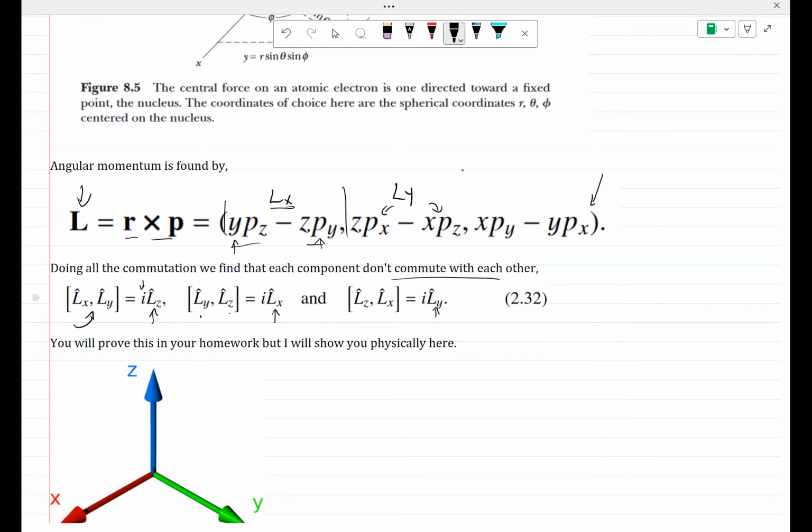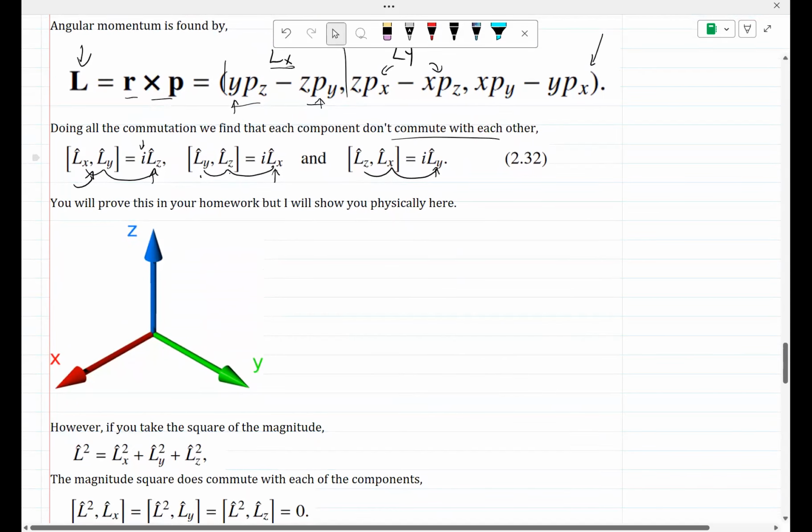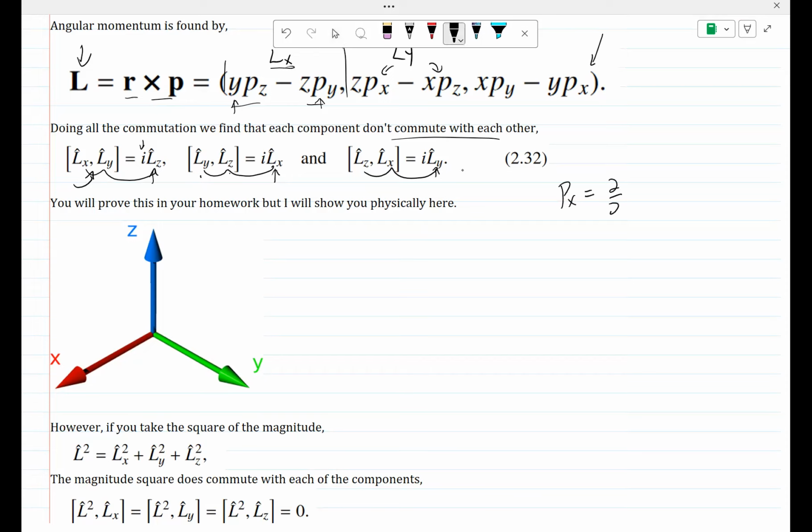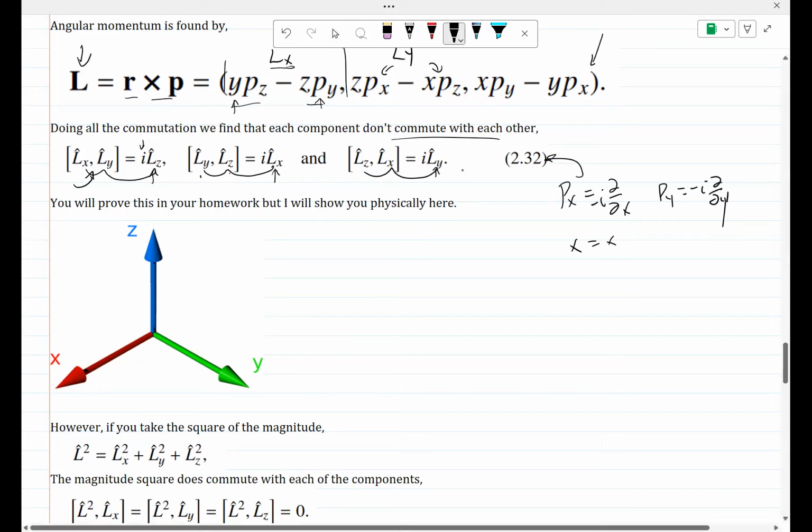This is known as a cyclic commutation relation. You see this is X, Y, Z, and then Y, Z, X, and then Z, X, Y. You don't have to memorize these things, but it's nice that when you derive something, you can say, oh yeah, that's how it is. In the homework, I'm going to have you derive it mathematically, meaning you put in your variable for X and the momentum operator for PX, which is negative i partial by partial X. And X is just X. PY is negative i partial by partial Y. Then you can derive all these commutation relations just by doing derivatives.